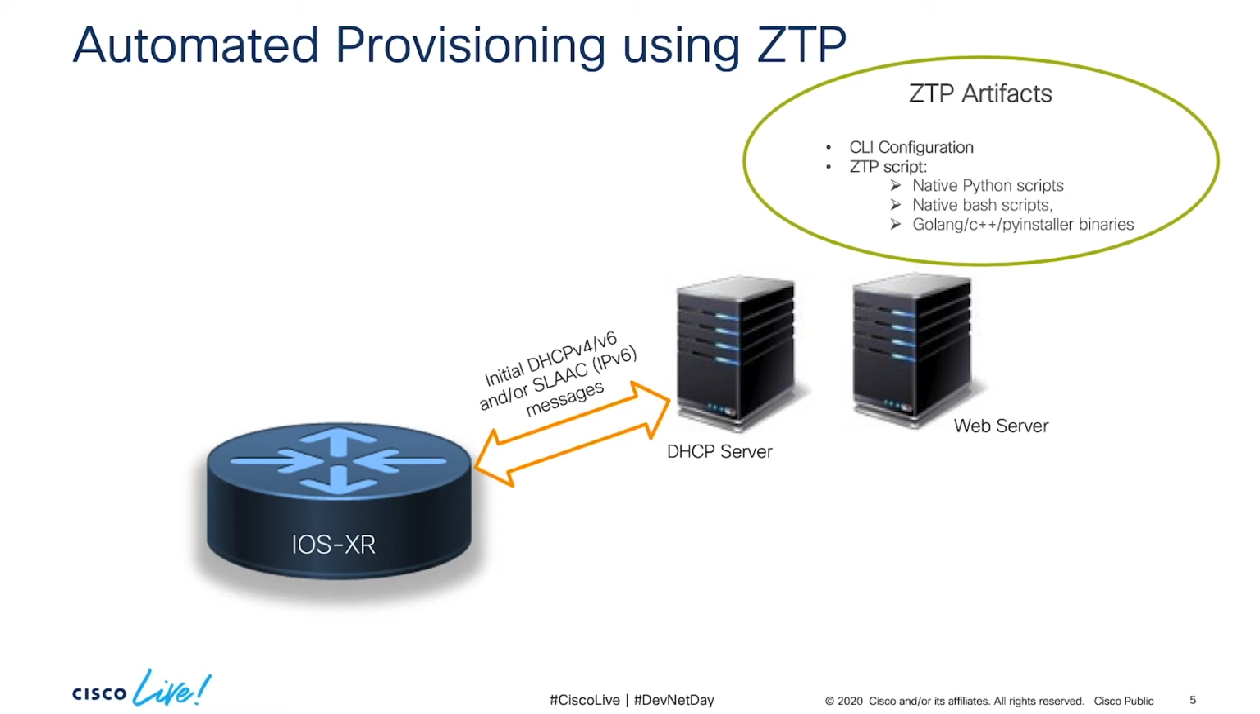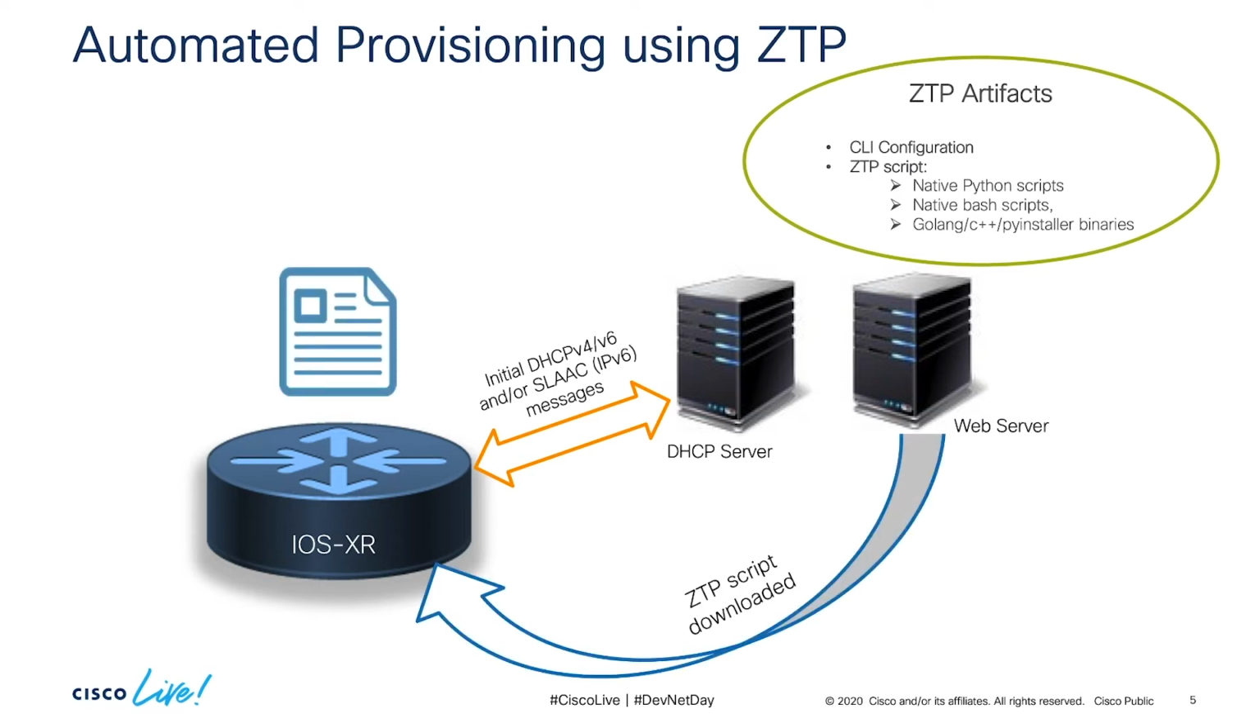As part of this process, the box is then going to send out a DHCP request, again get option 67, the file name option, from the DHCP server, which provides the URL for either a config file or a ZTP script file that the device can download. The device will download it and then either apply the config if it's a config file or execute the script if it's a script. And of course, the scripts could be Python, Bash based, or they could be binaries that are compiled for the native distribution of iOS XR.